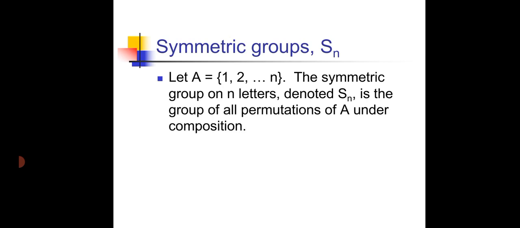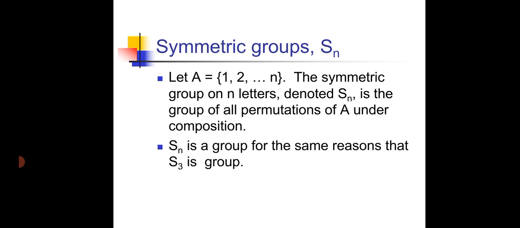Now the general formula for Sn. We consider the set of all permutations of n elements, 1, 2, up to n, and it is denoted by Sn, and the number of permutations is n factorial, right? Similarly, the same procedure. Now dihedral 4.